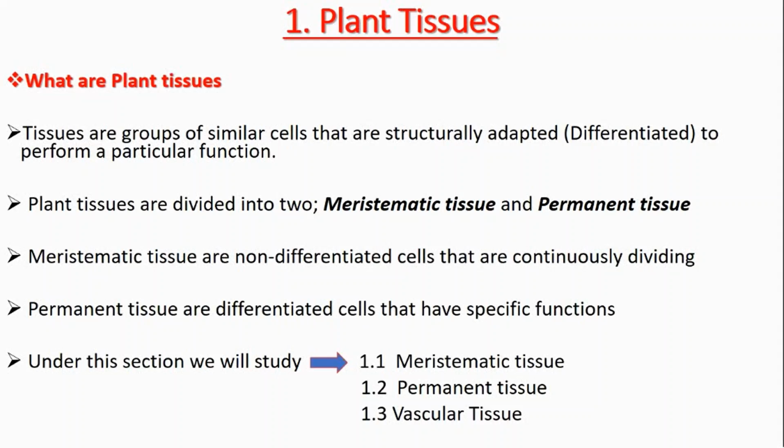What are plant tissues? Tissues are groups of similar cells that are structurally adapted to perform specific functions. These cells have been differentiated in the same way and will perform the same function. Plant tissues are divided into two. There is meristematic tissue and permanent tissue. Meristematic tissue are non-differentiated cells that are continuously dividing, and permanent tissue are differentiated cells that have specific functions. Under this section, we'll be looking at meristematic tissue, permanent tissue, and vascular tissue.